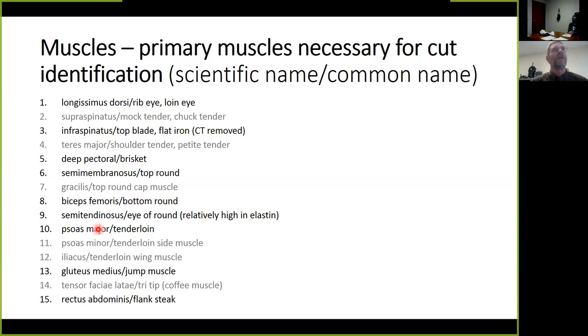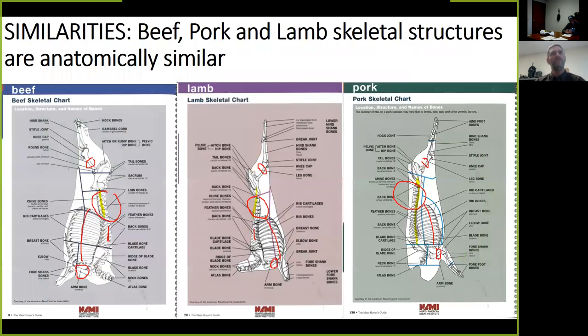Now, another major muscle, number 10, is the psoas major. The psoas major is the primary muscle of the tenderloin. Now, this muscle lies inside the body cavity. So it's going to be inside here. It starts about the 13th rib and then gets gradually larger as it gets back into the pelvic region. And as this muscle gets larger, then we call those porterhouse steaks. It's inside the body cavity.